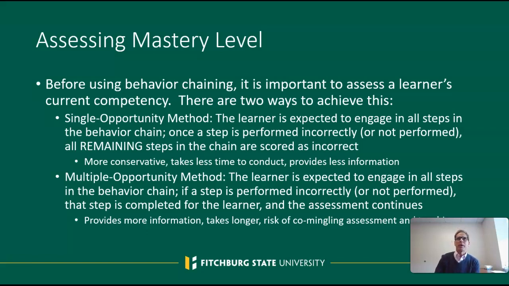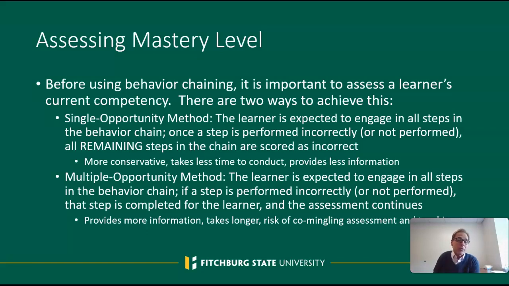In a single opportunity method, the learner is expected to engage in all of the steps in the behavior chain. However, once one step is performed incorrectly or isn't performed, all the remaining steps in the chain are scored as incorrect. You essentially stop the taking of data. And you say, oh, there's a step that was wrong. We know these steps have to be completed in order. You got one wrong, so we just stop right there. And everything after that is scored as incorrect.